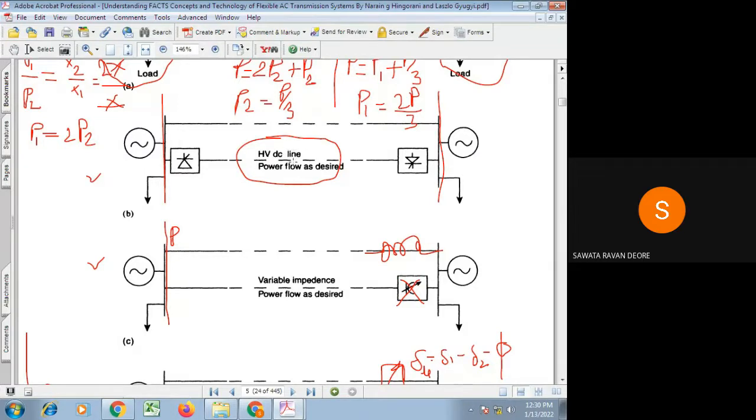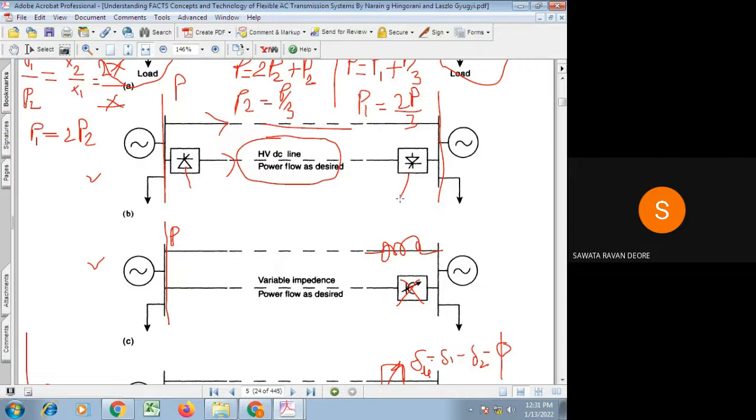Now, as it is possible to control the power flow through the transmission line, whatever total P is exchanged from this region to this region, out of that, how much we want to pass through the HVDC line, that is possible. So automatically the remaining will flow through the AC transmission line. In other words, we can say that the power flow through the AC transmission line is also controllable by controlling the power flow through this DC transmission line by means of delta and gamma.